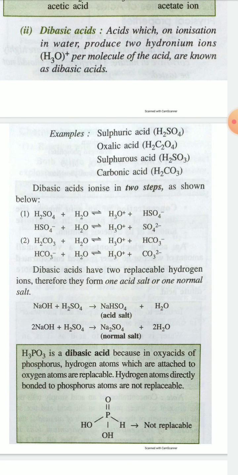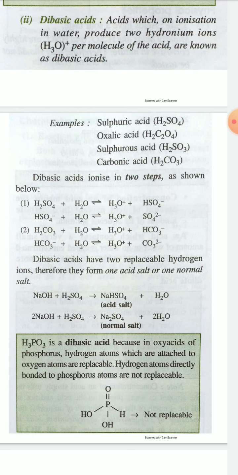The initially formed HSO4-still contains one H+ ion, one hydrogen atom. That's why HSO4- can ionize further to form H3O+ and SO4 2-. That's why dibasic acids ionize in two steps, and they produce two H3O+ ions. Similarly, H2CO3 in the first step, after combining with water, produces one H3O+ ion and one HCO3- ion. The initially formed HCO3- ion again combines with a water molecule to form H3O+ ion and CO3 2- ion, the carbonate anion.